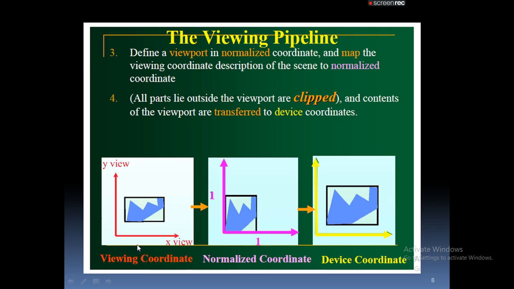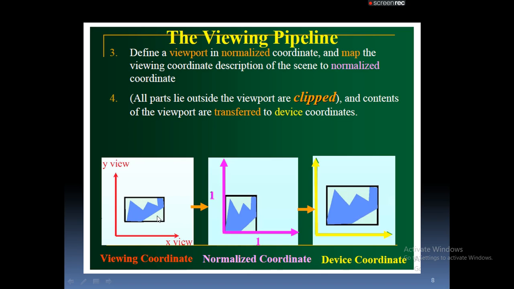Next, we need to map viewing coordinates to normalization coordinates. Again, we have one window. The range of the window is 0 to 1 with respect to the x-axis and 0 to 1 with respect to the y-axis. This is performing normalization.